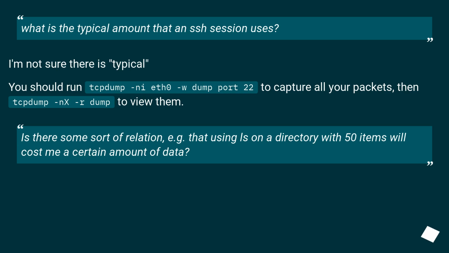What is the typical amount that an SSH session uses? I'm not sure there is a typical. You should run tcpdump -i eth0 port 22 to capture all your packets, then tcpdump -X to view them. Is there some sort of relation, for example that using ls on a directory with 50 items will cost me a certain amount of data?